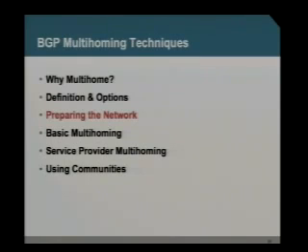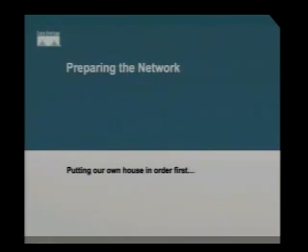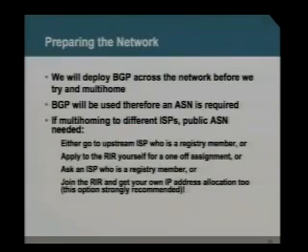Okay, so preparing the network. Well, the first thing we do, we're trying to put our own house in order, so we're going to deploy BGP across the network before we try to multi-home. We need an AS number. If we're going to multi-home to different ISPs, then we need a public AS number. So you either go to the upstream ISP, who is a member of a registry, which is fine. You can get one from them, but bear in mind, if you do that, the AS number is still their one. So if you decide to change ISP, you've got to hand back your AS number.